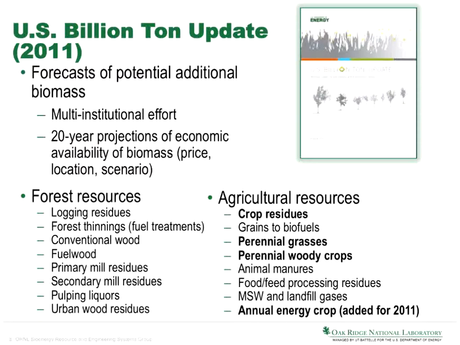With this model, we make 20-year projections of the economic availability of biomass feedstock supplies as a function of price and location under different scenarios. As you can see, we have a variety of forest resources, logging residues, thinnings, conventional wood, and other types of forestry resources included in the analysis. But on the POLYSYS side, POLYSYS runs on agricultural lands alone.